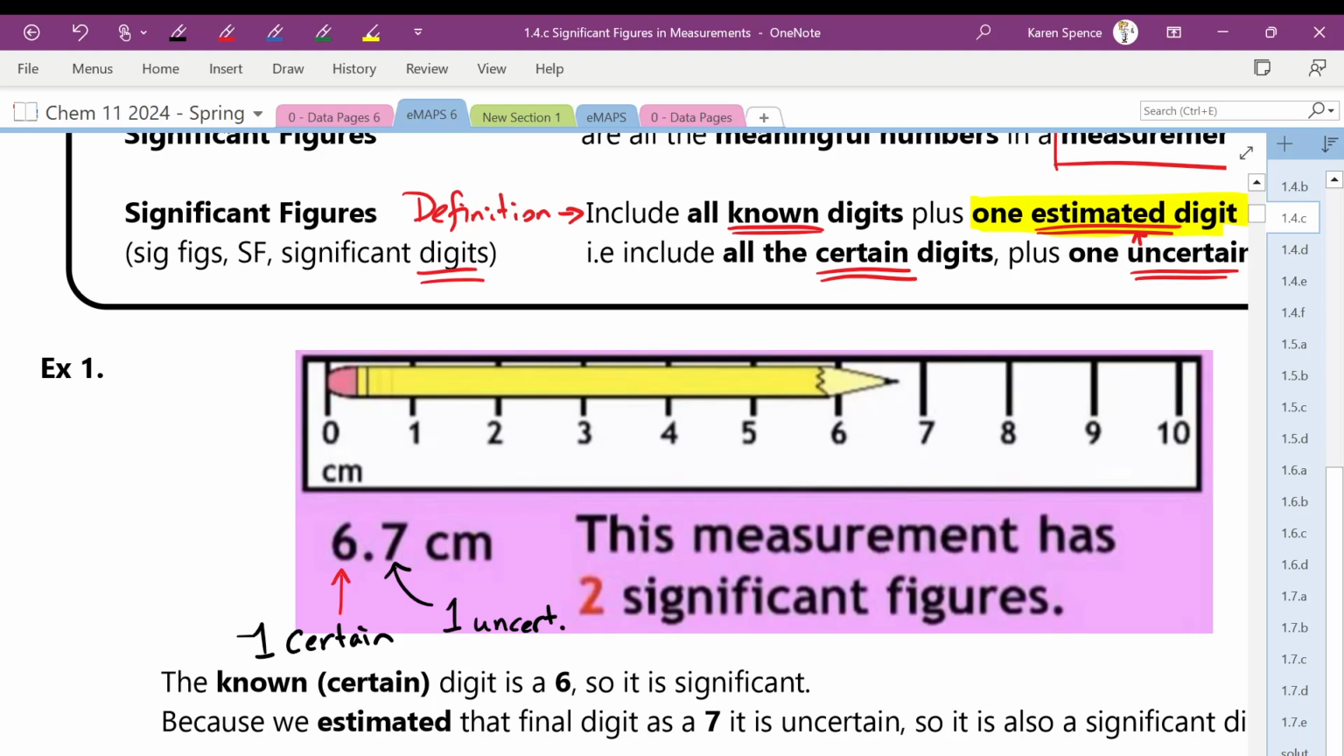Would this be an okay way to write a measurement? I would like you to critique this measurement here that I have boxed in blue. Tell your partner, is there anything wrong with that measurement? Is there anything missing from that? Rajan? Yeah, we would need to write length of pencil equals.